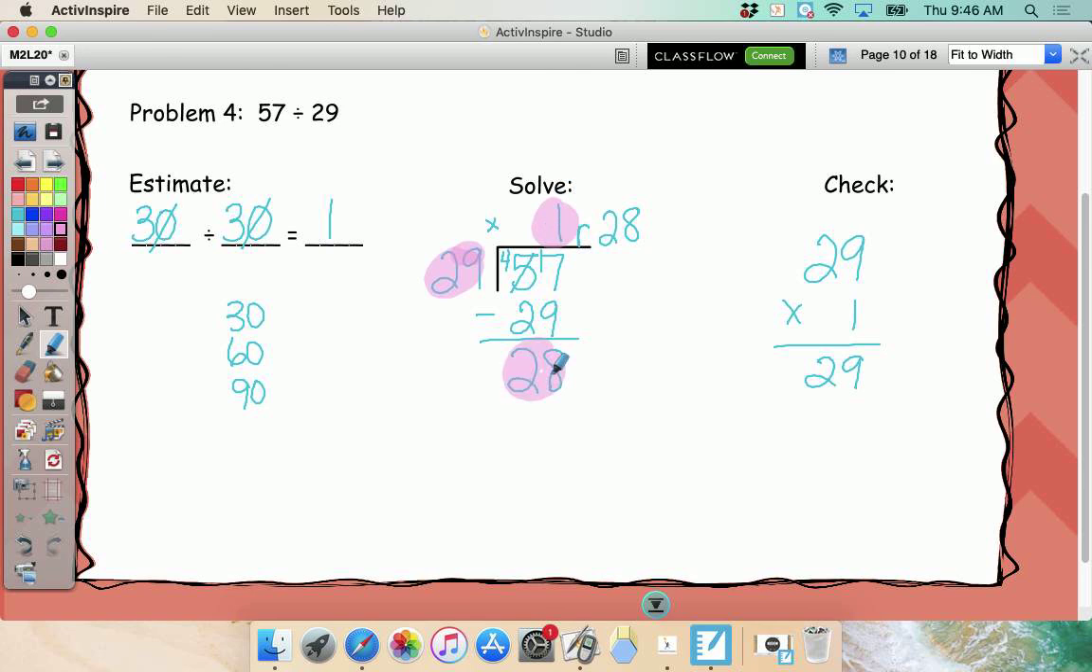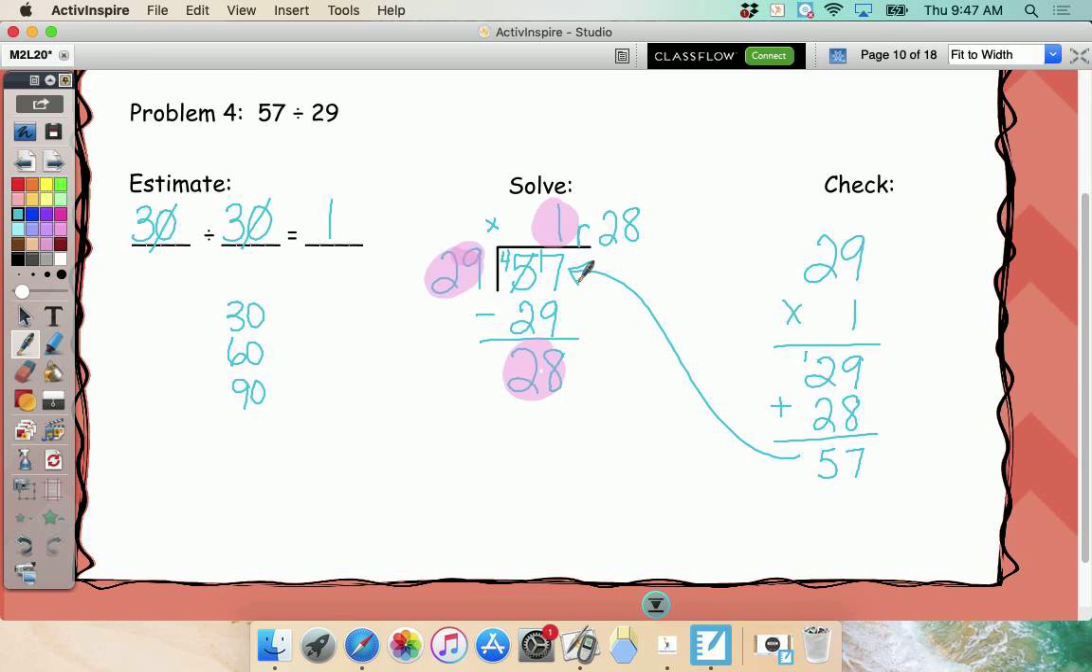Good. My last step in checking it is what? Addition. Add what number? The remainder, 28. Good. Did I start with 57? Yes. Now, you may think you're done for the day, but you're not. We're going to do another problem because we have time.